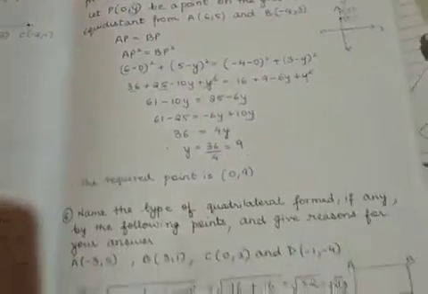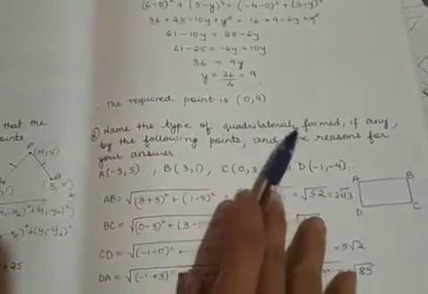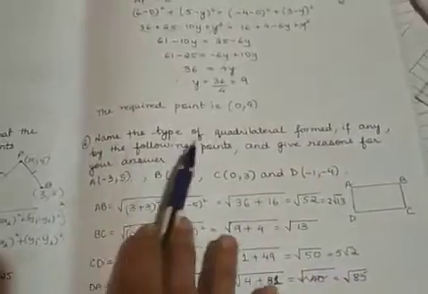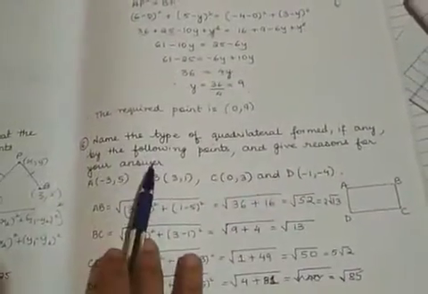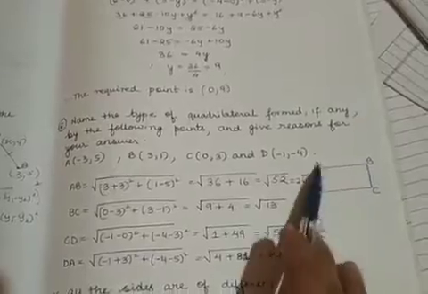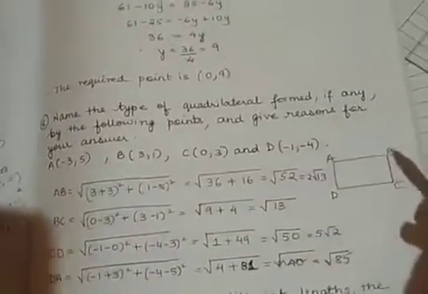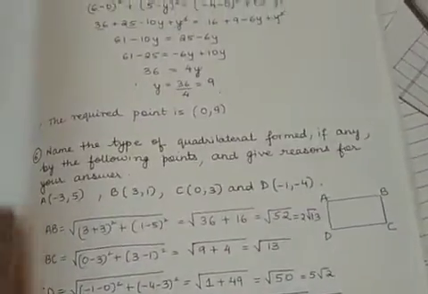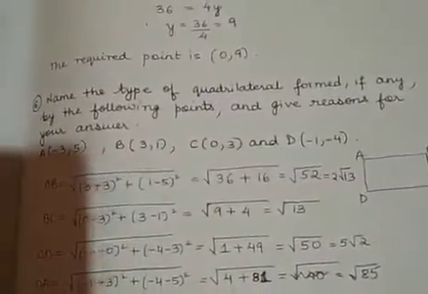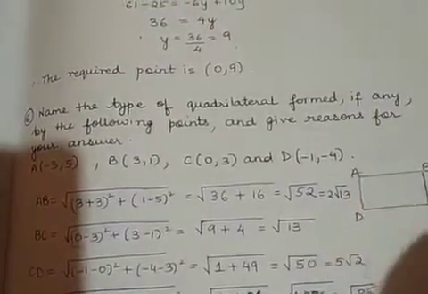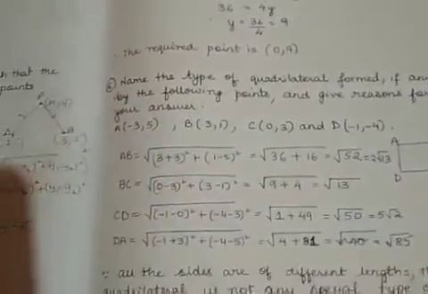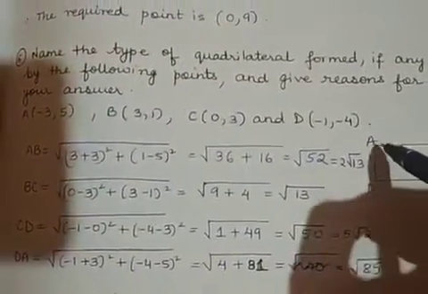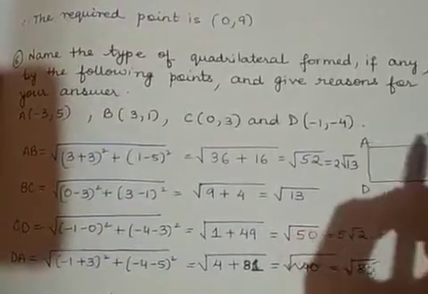Now let us see another example. Name the type of quadrilateral formed, if any, by the following points and give reasons for your answer. So you are given 4 points and you have to see if any special kind of quadrilateral is formed, like a square, rectangle, trapezium, or any of these kinds of quadrilaterals. Sorry, not trapezium, kite or any other. So to find that, you have to find the length of all the 4 sides.